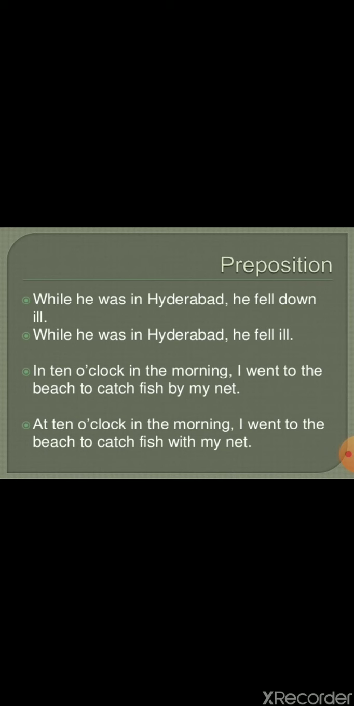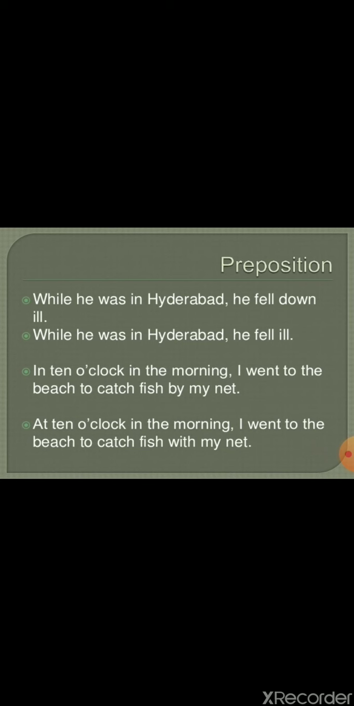Now preposition. While he was in Hyderabad, he fell down ill. Well, he was in Hyderabad, he fell ill. So the second sentence is the correct one. At 10 o'clock in the morning, I went to the beach to catch fish with my net. At 10 o'clock, yes, not in 10 o'clock. While speaking, you can find out the error.